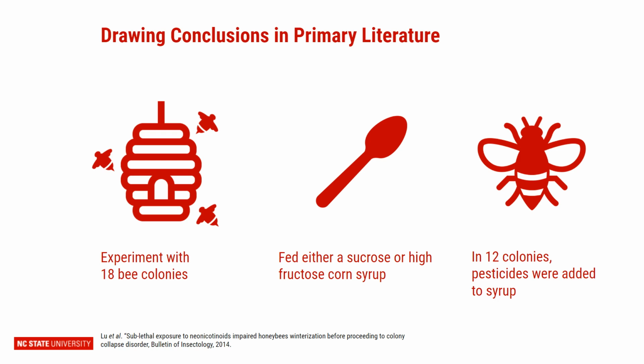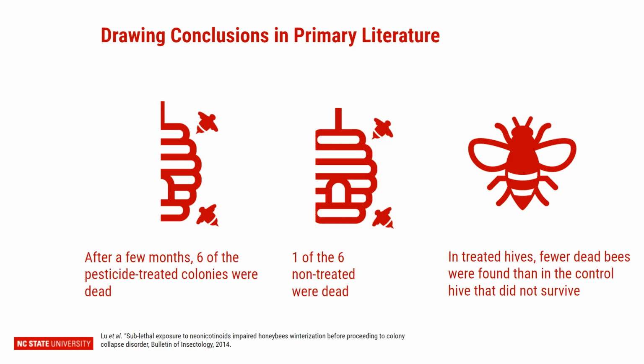In 12 of the colonies, neonicotinoid pesticides were added to the syrup in a sublethal dose of 0.74 nanograms per bee per day. Bees were permitted to overwinter as normal. The researchers observed no difference in the treated versus non-treated hives during the summer and fall months. However, in April, 6 of the 12 neonic treated colonies were dead, and 1 out of the 6 non-treated colonies were dead.